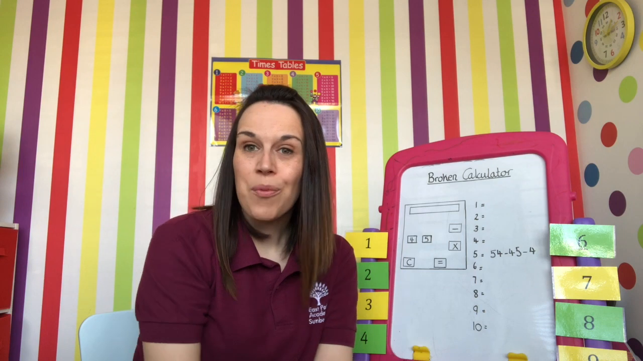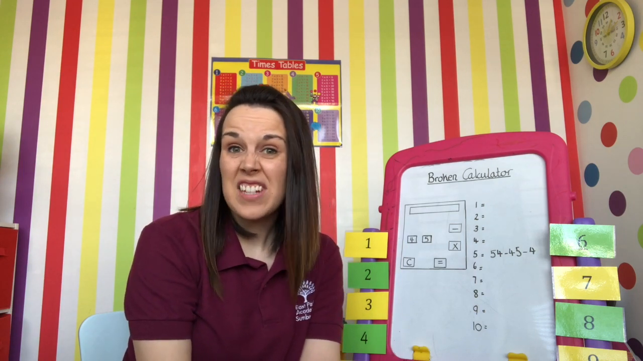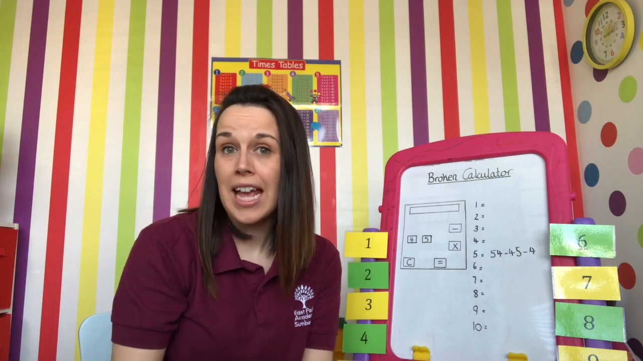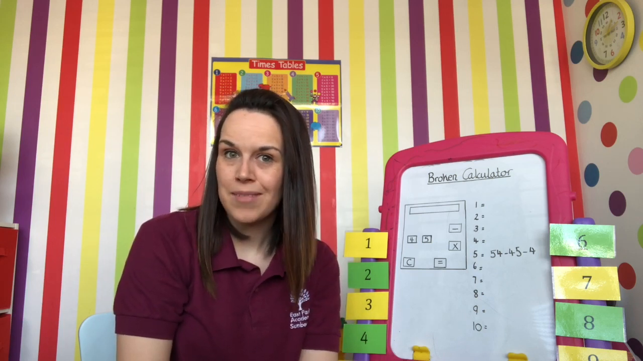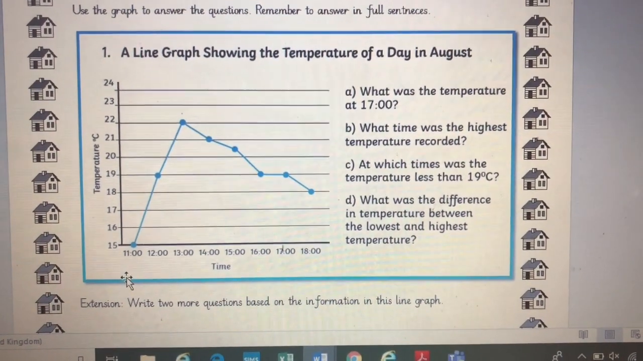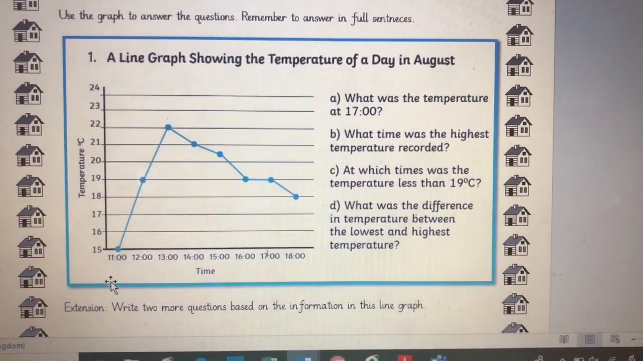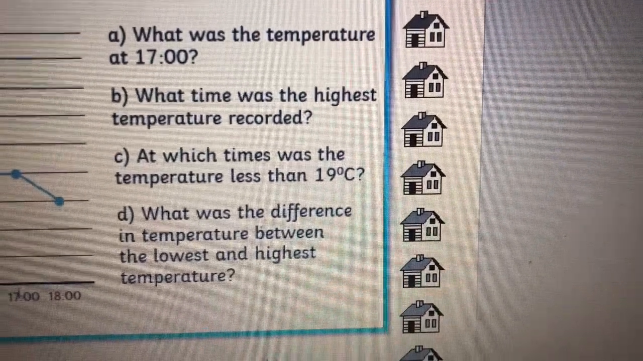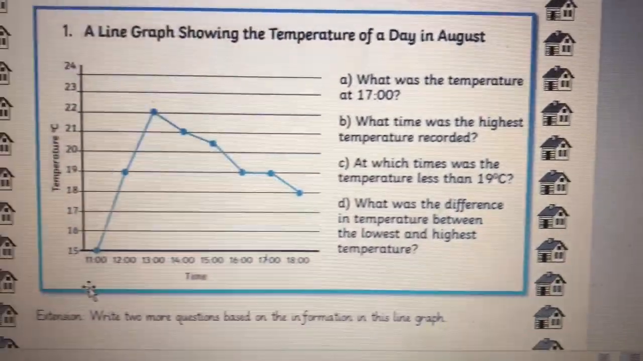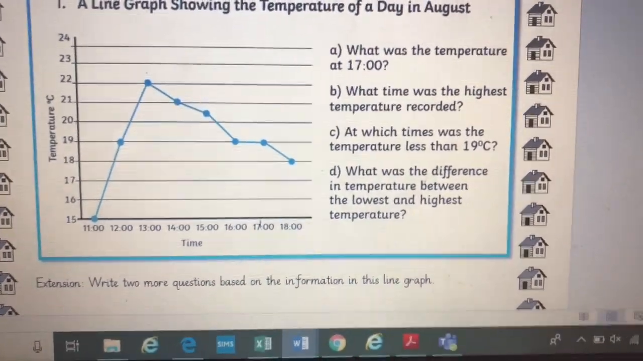Also this week we have got some interpreting data activities for you to have a go at. There are a series of different graphs or tables which you need to look at and answer the questions which are provided. Let's have a little look at them now. One of your graphs is a line graph which shows the temperature of a day in August, and at the side there are 4 questions for you to have a go at answering, and there's also an extension where you've been asked to write 2 more questions as well.